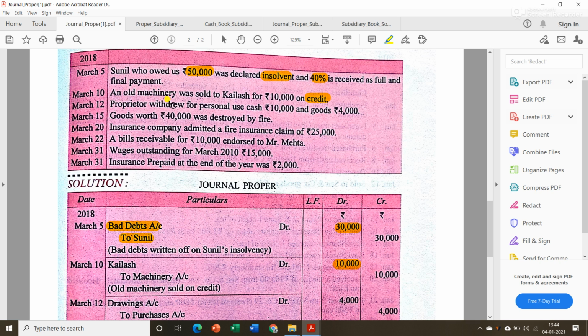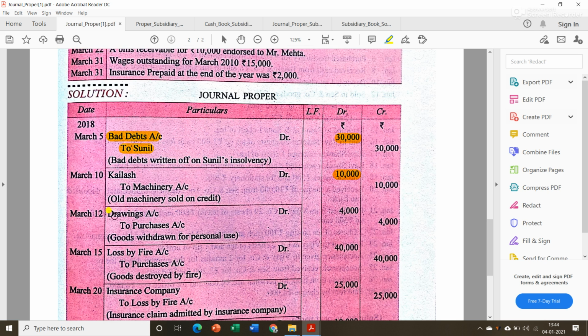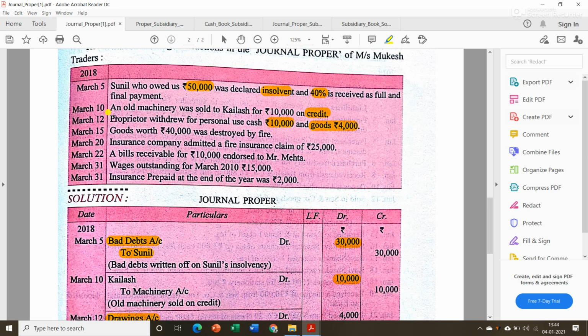The next is proprietor withdrew for personal use cash 10,000. Now withdrawal of cash we can record in the cash book, but withdrawing goods we cannot record in the cash book, neither in the purchase book or sales book. So for withdrawing goods of rupees 4,000, we will pass a journal entry as drawings account debit to purchases, because he withdrew goods. So we will write to purchases account rupees 4,000.